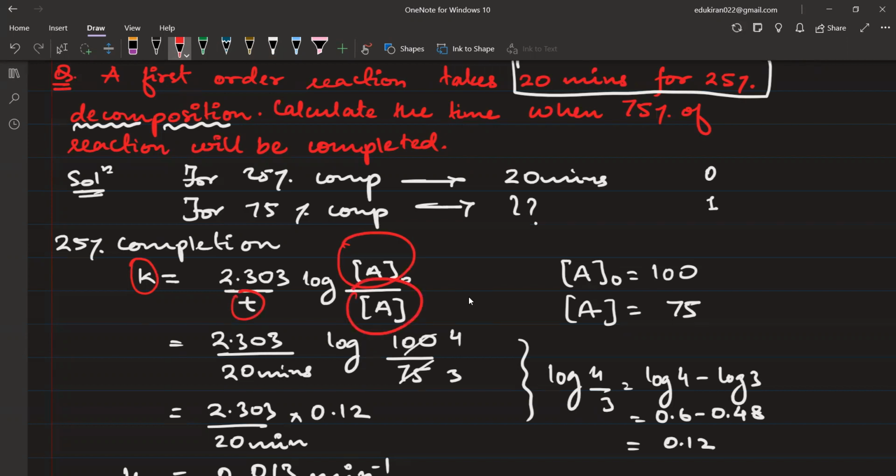These are the variables, and they are just not going to give them to you directly, but you will have to put in a little effort. For example, 25% completion means that if 25% is complete, 75% is remaining. So they have neither given you the initial concentration nor the final concentration. But if 25% is complete, that means initially we had 100 and 75 is remaining. That means 25% of the reaction is complete, 25% of the reactant has reacted.